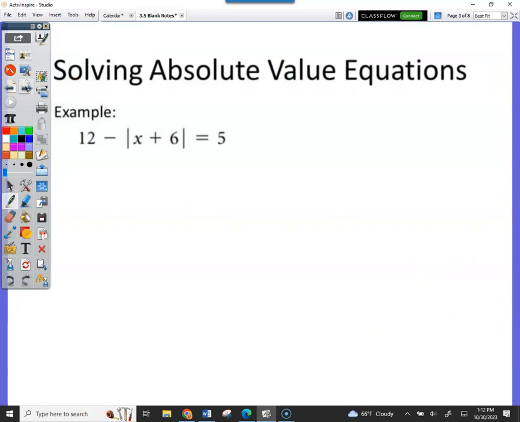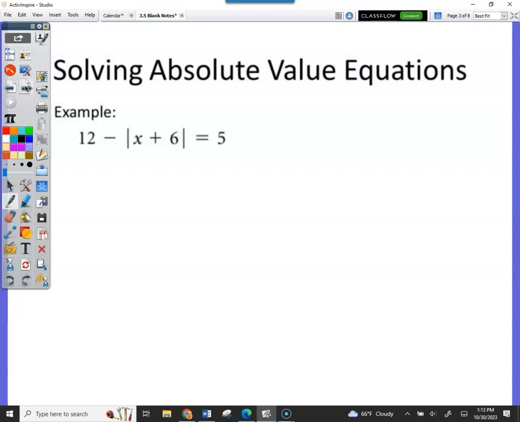You try it. What do I need to do to start? Minus 12. The bars by themselves. There are two things to accomplish to get the bars by themselves. Would you have to divide by the negative once you move the 12 and it's over? That's not going to affect the absolute value of x plus 6. It just goes to the other side. Please don't add 12 to both sides.